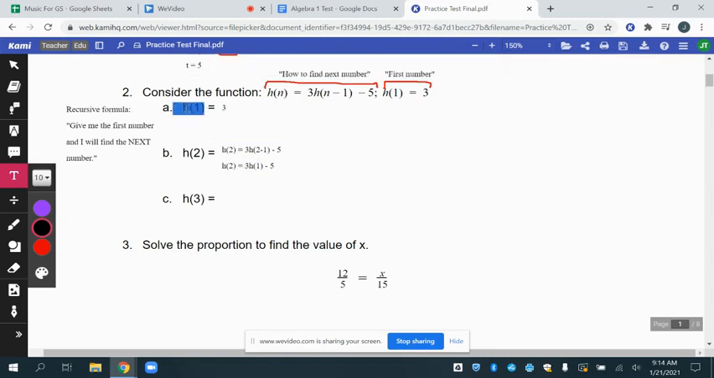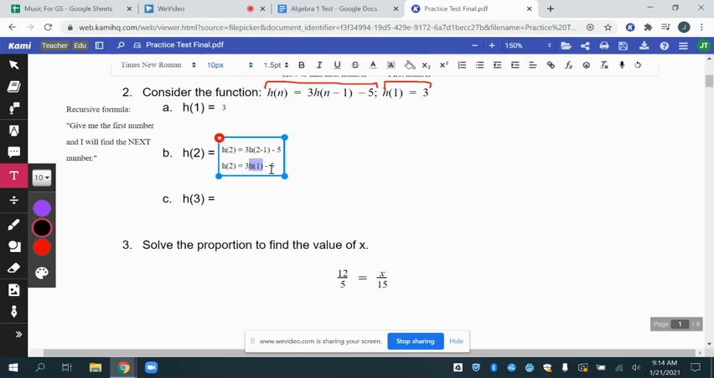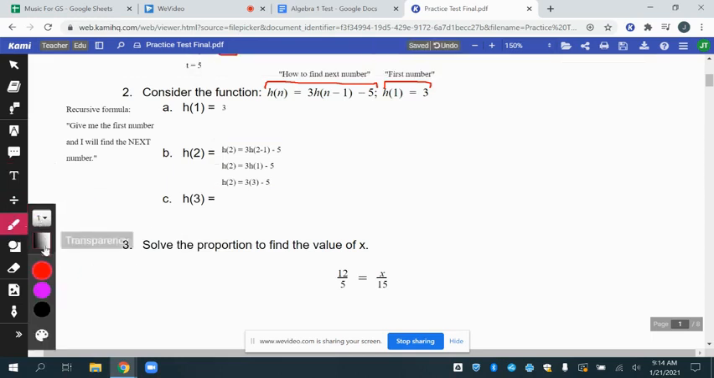We know what that is. It's right here. H of 1 is just 3. This right here is just 3. That's the trick. That's how recursive formulas work. To find the next number, h of 2, I really have to take 3 times the first number, which was 3, minus 5. So this right here goes like that. Okay, that's the trick.